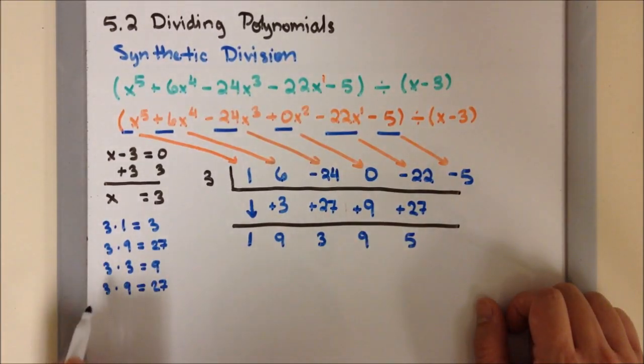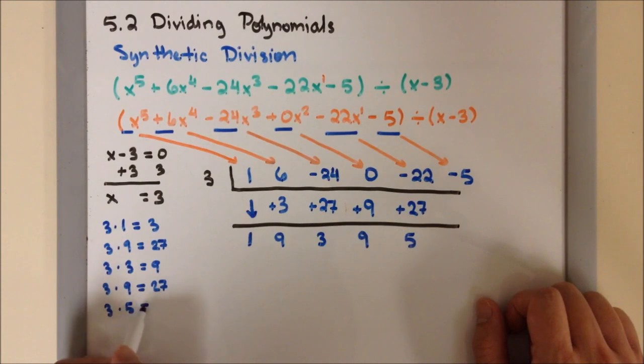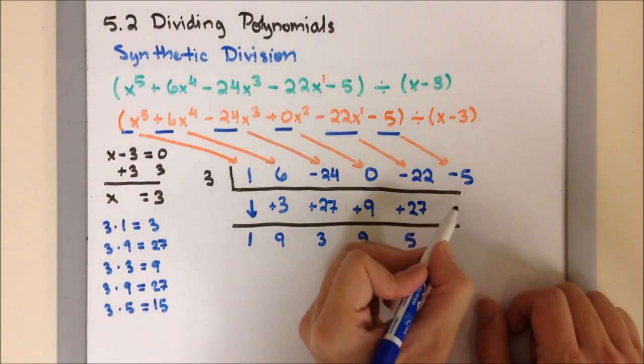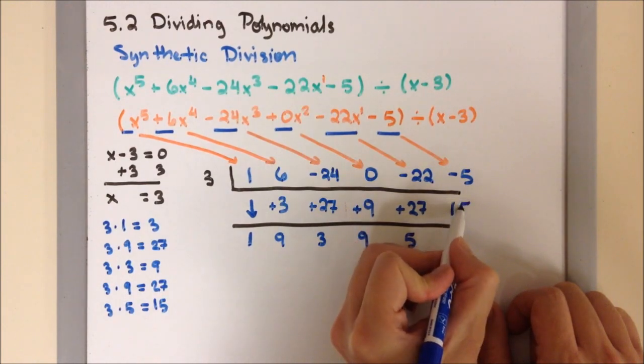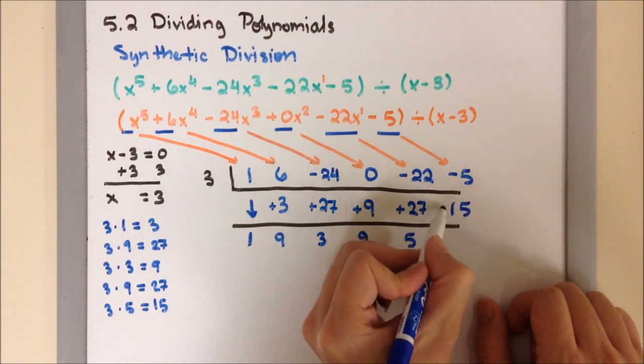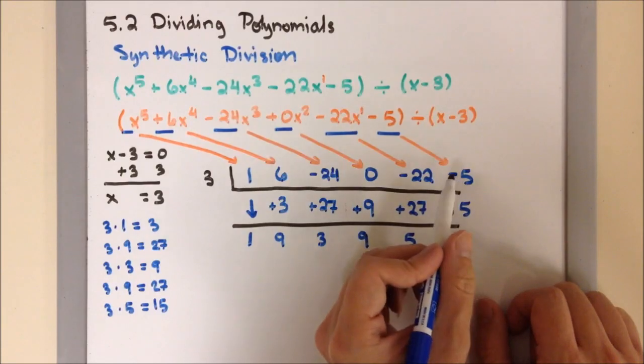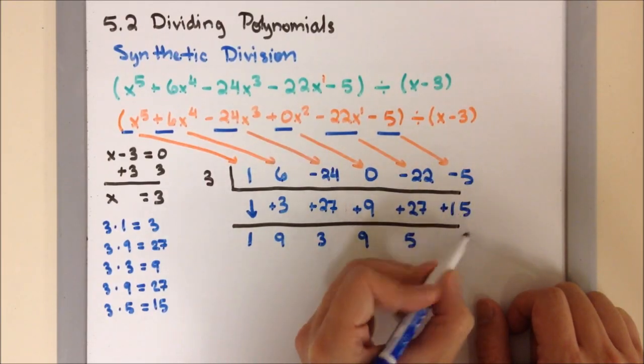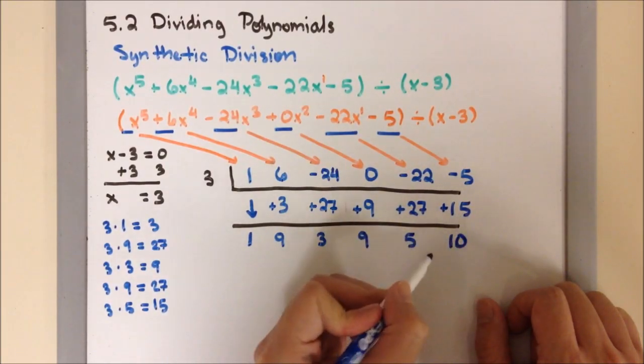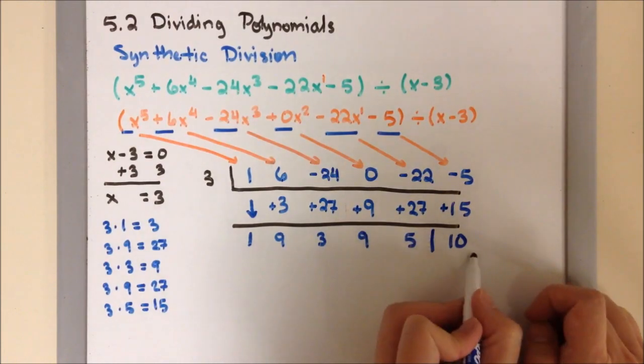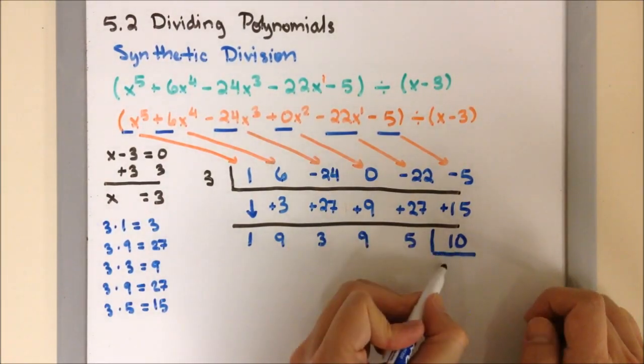Then, one more time. 3 times 5 is 15. So I'm going to put the 15 over here. And since it's positive, I'm going to write plus. Negative 5 plus 15 will be 10. This is our remainder. And we're right here.